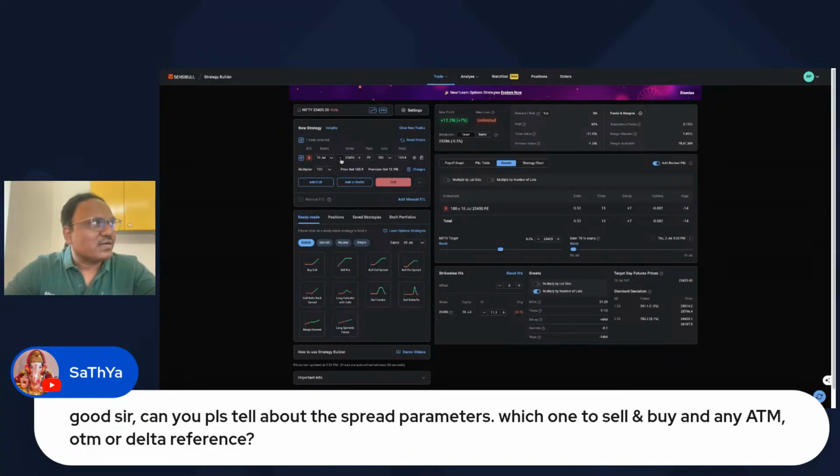And then the lower you go, the probability will increase. So now suppose if you are here, 25,100, what it says is there is an 80% probability that it will expire in the OTM. There is a 20% probability that this will become ITM. So that's how you would look at the delta. So that calculation is very important for you.